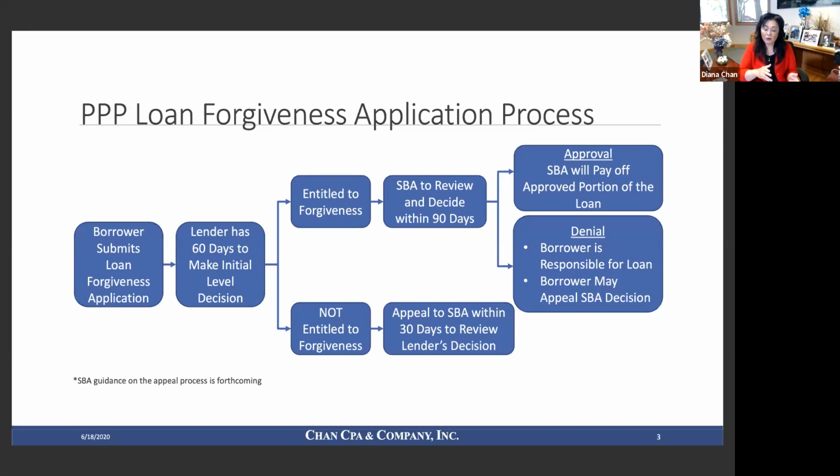And also, there could be this opportunity where the lender approved the forgiveness amount, and after the SBA reviewed the documents, the SBA denied it. The borrower still has 30 days to appeal to the SBA, and also if the loan forgiveness portion is denied, the borrower is still responsible for the loan.